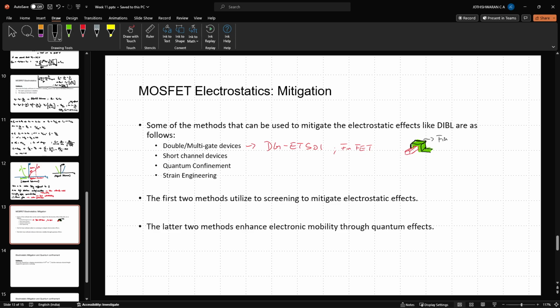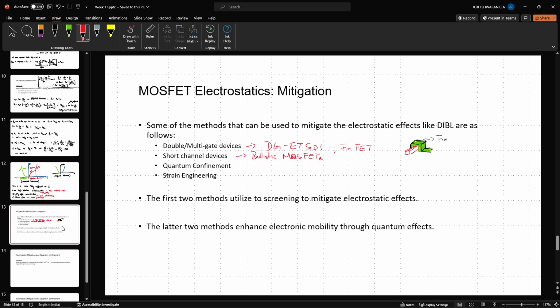Now we can also have short channel devices. Short channel devices are what we have been discussing all along. So short channel devices are essentially ballistic MOSFETs and other devices. Now how do these things reduce our electrostatic effect? I actually skipped one step here.